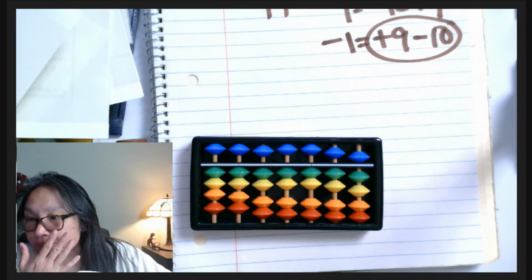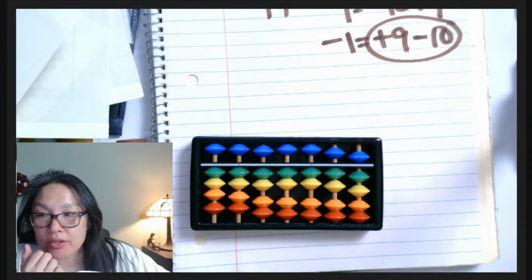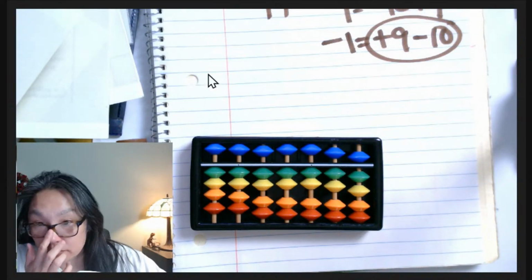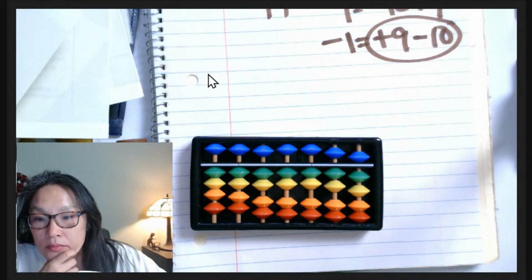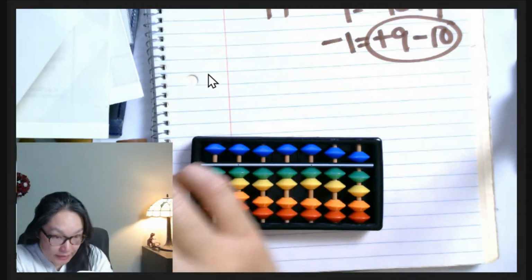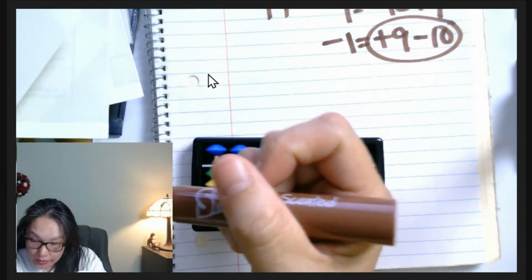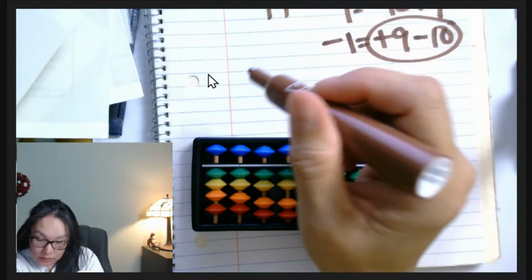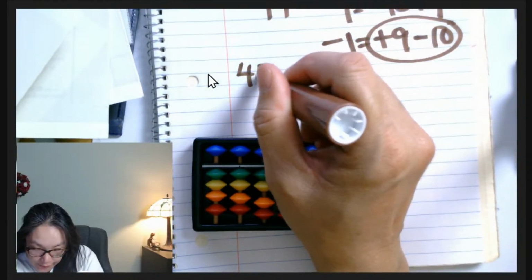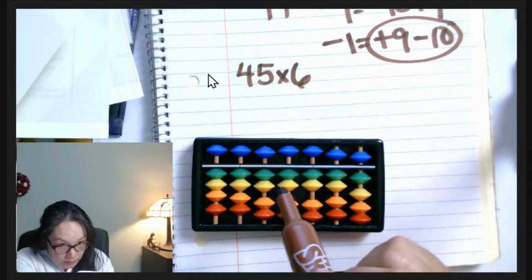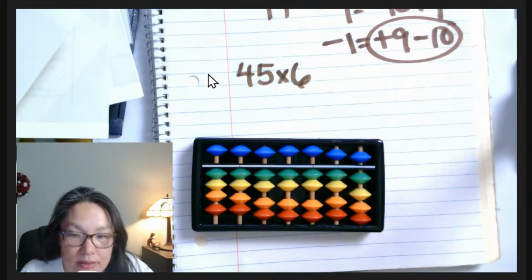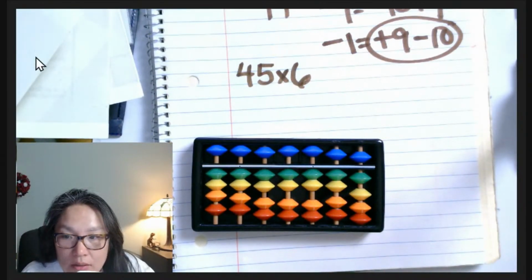Okay, multiplication. Here is some multiplication questions. We'll do this one. Okay, we got it. Okay, so we're gonna do 45 times 6. 45 times 6. Is that crazy? That's not crazy.